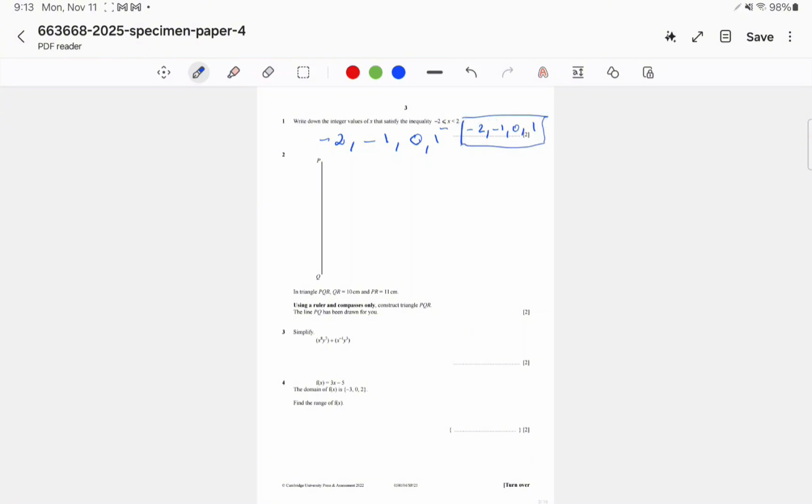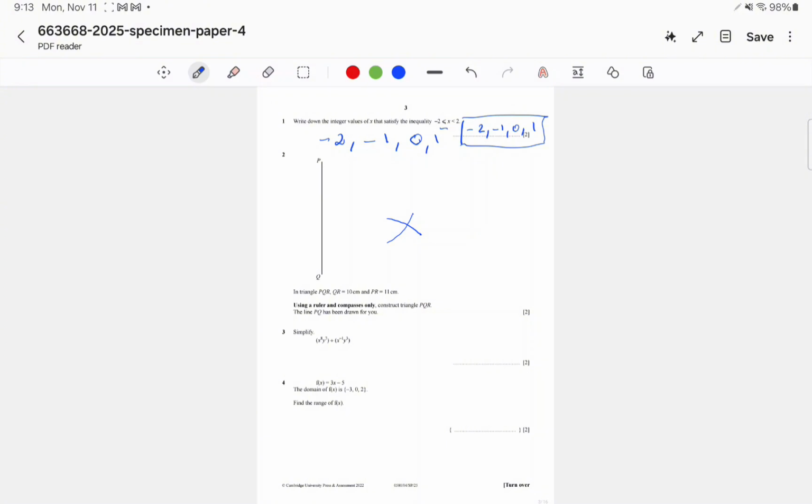Second question. In a triangle PQR, QR equal to 10 centimeter, and PR is equal to 11 centimeter. Use a ruler and a compass only to construct a triangle PQR. The line PQ has been drawn for you. So from P to R, we have to mark an arc of 11 centimeter. I am drawing by hand. And from Q mark 10 centimeters. It will intersect at a point. Now join these two lines.